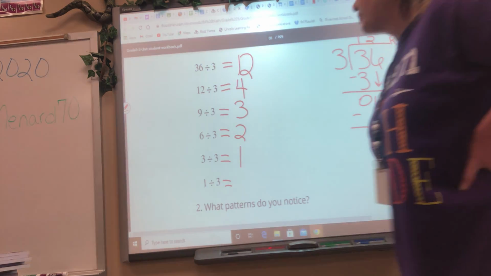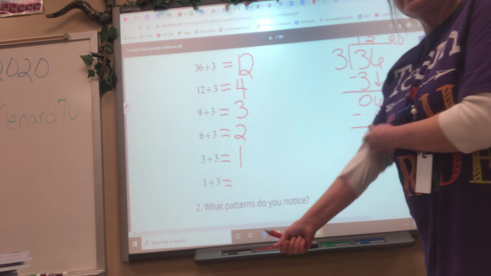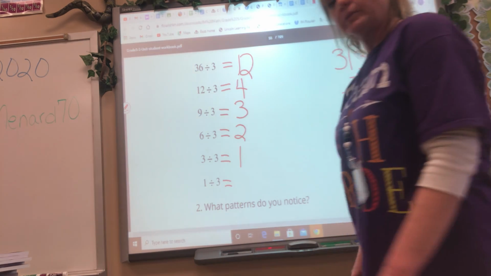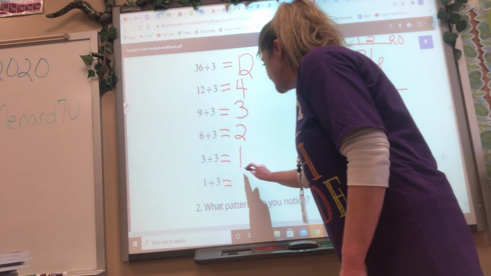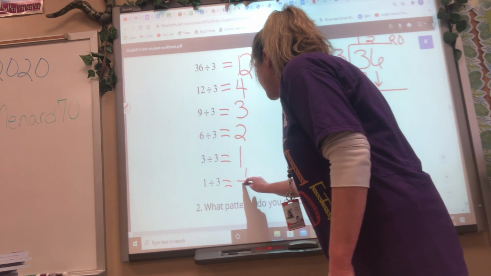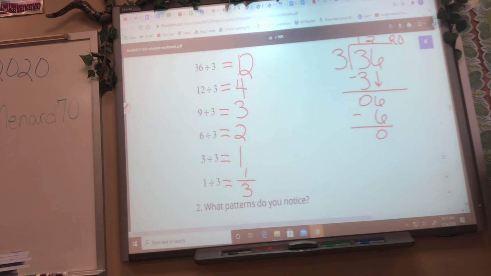1 divided by 3. If I have 1 and I'm dividing it up 3 times, I know it's going to be a fraction. And if I read it from left to right and write it as a fraction, because I know mentally it's going to have to be a fraction, 1 divided by 3. So each one is going down in the same pattern.